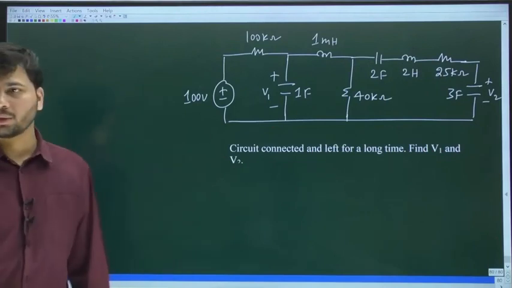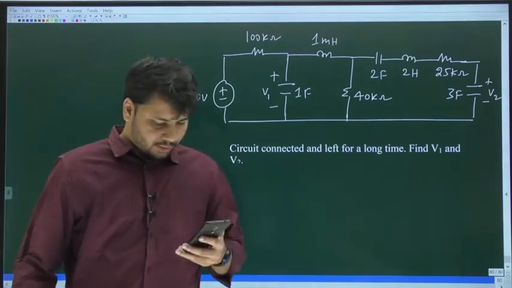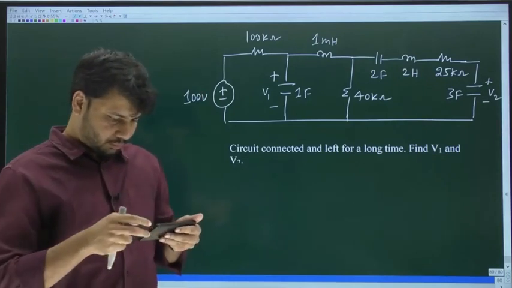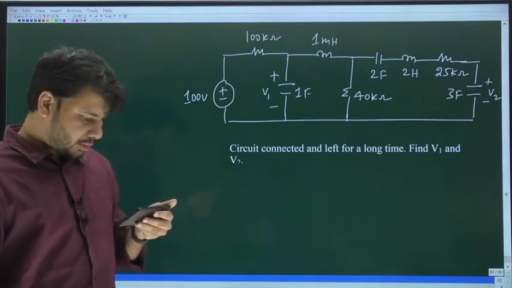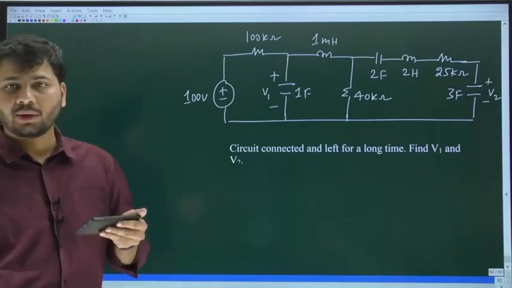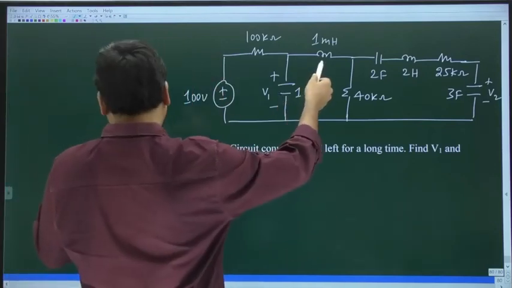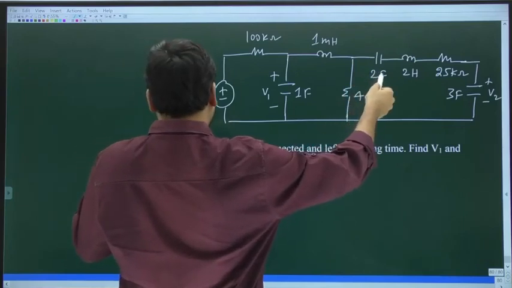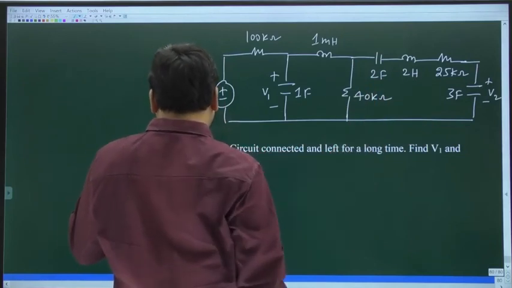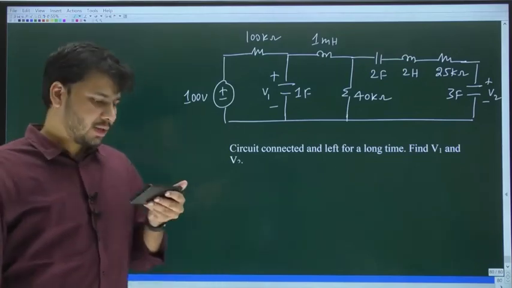Okay, look at this question. So once again we have a circuit that has several energy storage elements. In fact, let us simply count the energy storage elements in the circuit. First we have the capacitor, then we have the inductor, then again we have the capacitor, then inductor, again capacitor. I think there are 3 capacitors and 2 inductors. Okay, so altogether in this circuit there are 5 energy storage elements.